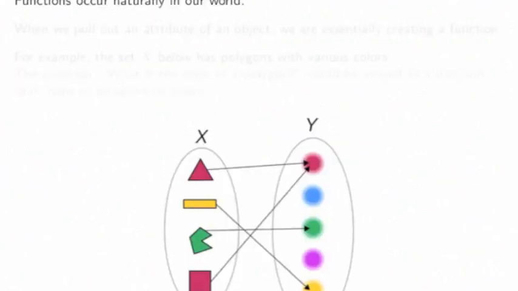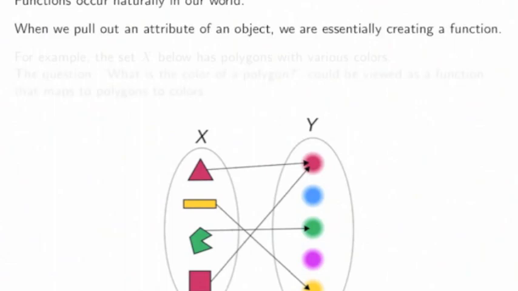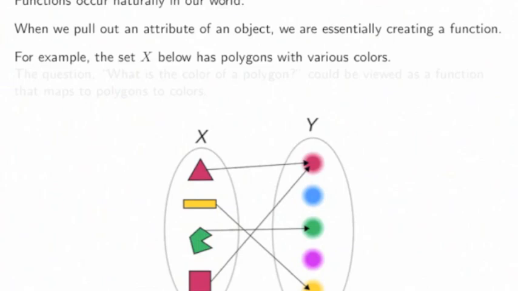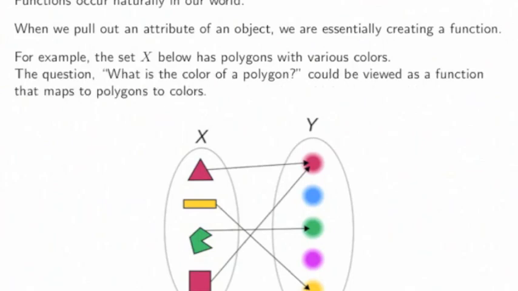Functions occur naturally throughout our world, certainly in the sciences. When we pull out an attribute of an object, we're essentially creating a function. For example, let's look at the set x below. The set x below has 4 polygons with different colors. We could ask, what's the color of a polygon? When we ask that question, we are creating a function. We are mapping polygons to colors.